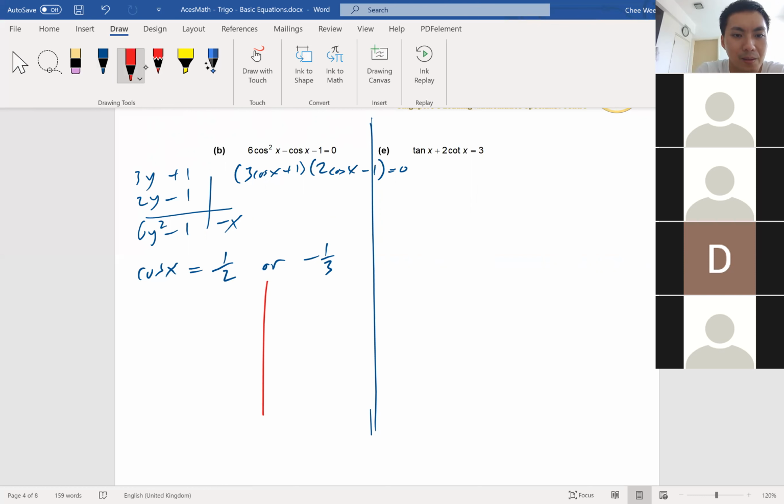Cos x equals a positive value is in the first quadrant or the fourth quadrant, and then the minus 1 over 3 is in the second quadrant or the third quadrant. Okay. So what should I do next? Then you have to find the alpha. This is actually a special angle. So inverse cosine of a half is actually 45, I think. Oh wait, no. That will be 1 over square root 2.